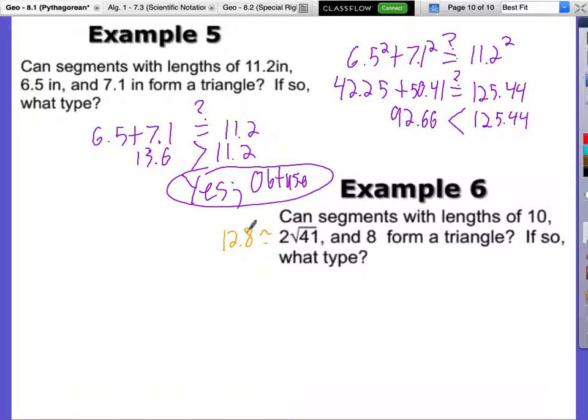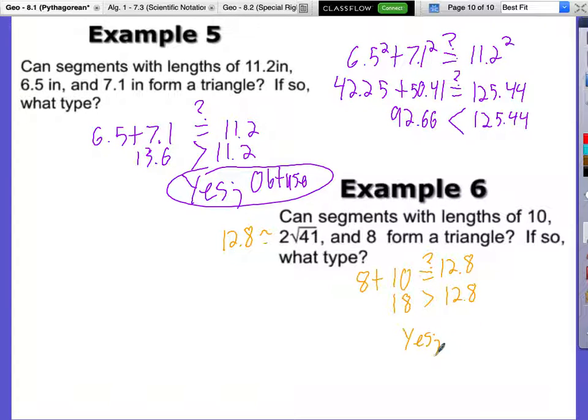So which one of these sides is the biggest? 12.8. So this one. So which 2 would we add together then? 8 and 10. And we compare it, we say, is it equal to? And for this one and this one only, it's okay for us to say 12.8. So is 18 bigger than this? So it makes a triangle. If it's bigger, it makes a triangle.